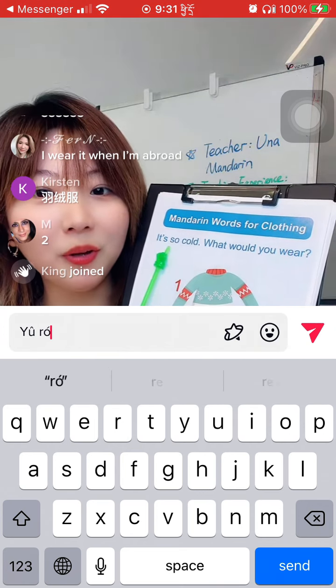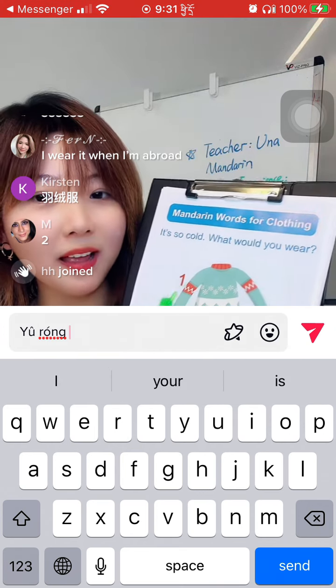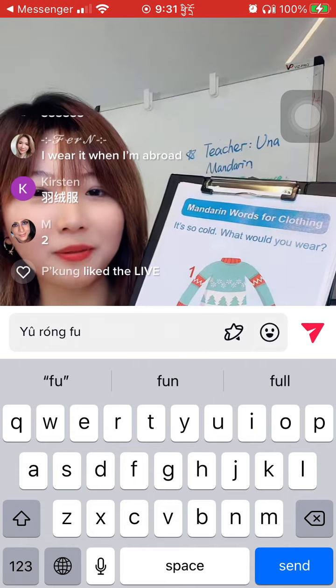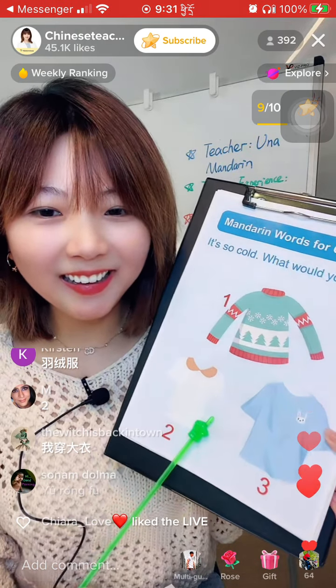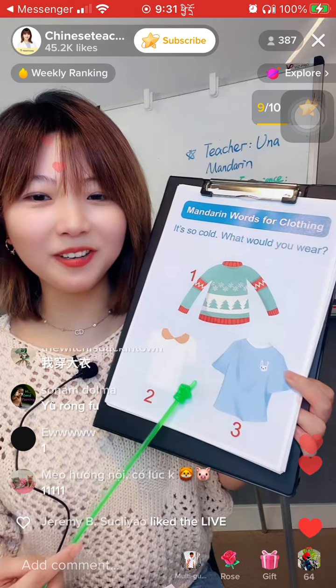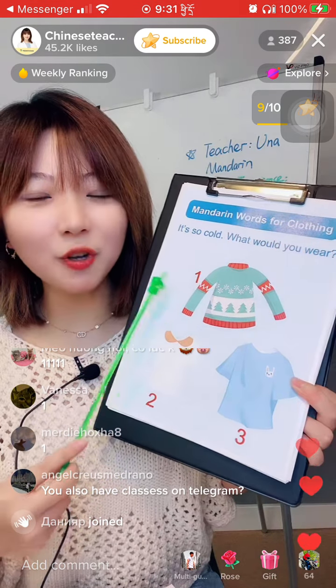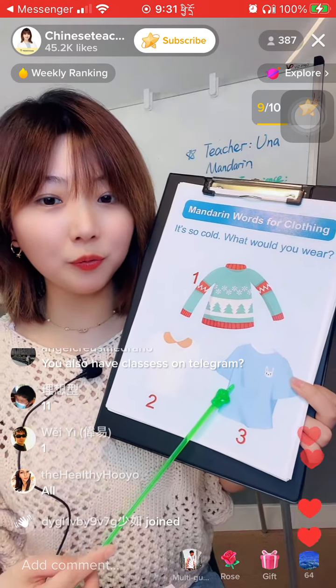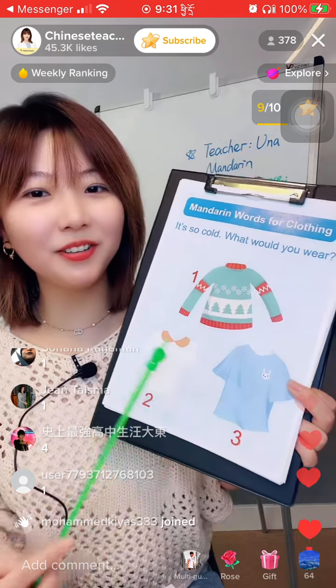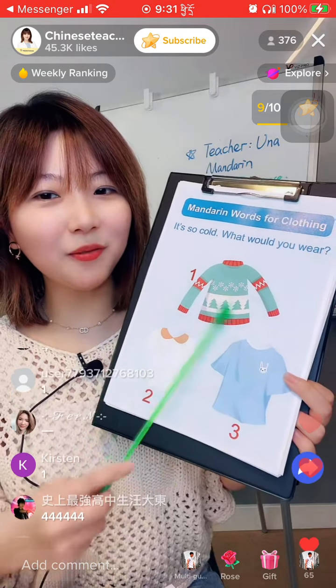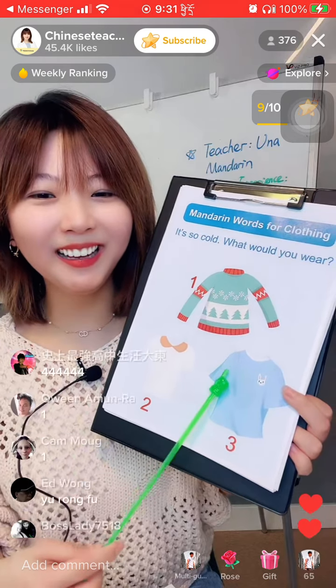Now, something new. It's so cold. What would you wear? Number one, number two, or number three? When you are abroad. Of course, definitely. Makes sense. Okay, so one, two, three. When it's very cold, what would you wear? One, two, three. All of them.